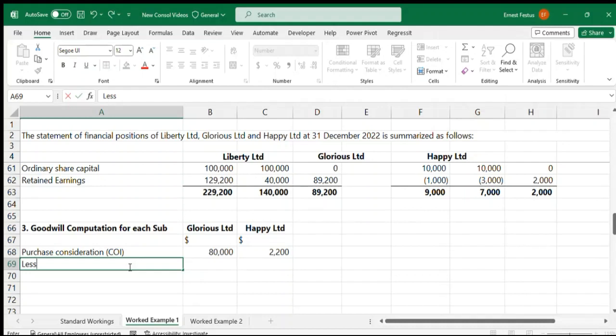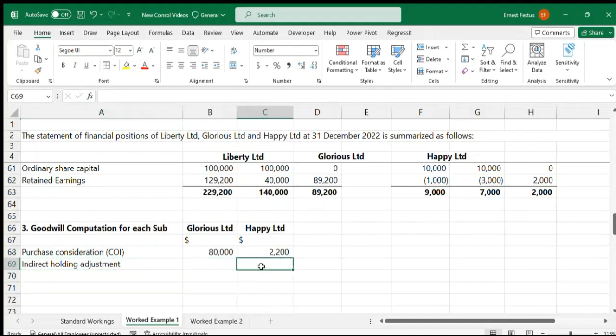So we have what we call the indirect holding adjustment. The indirect holding adjustment. So this is holding. Alright. So we have the indirect holding adjustment. And what we are trying to do here is that because we are looking at the goodwill from the perspective of the ultimate parent, whatever that is not related to the ultimate parent should be taken off. So this is how we do it.